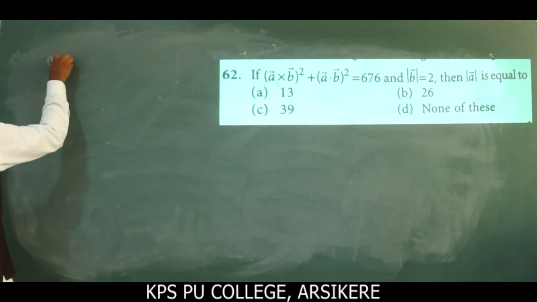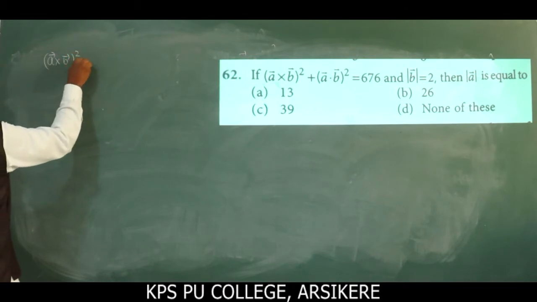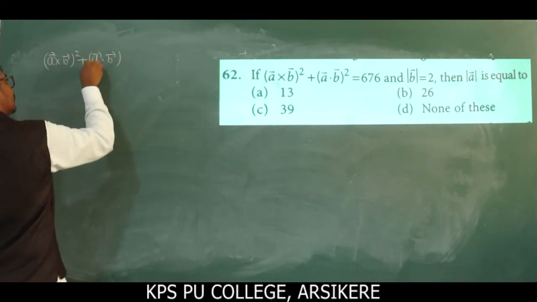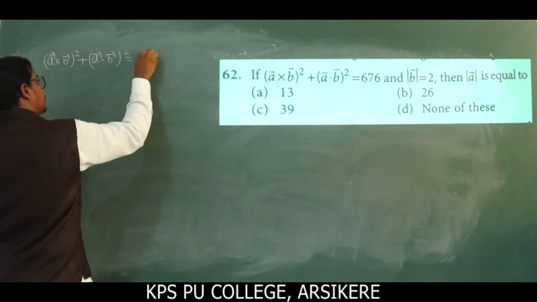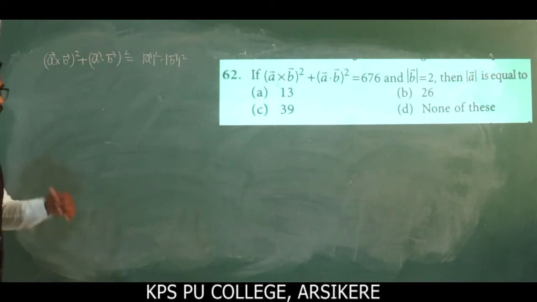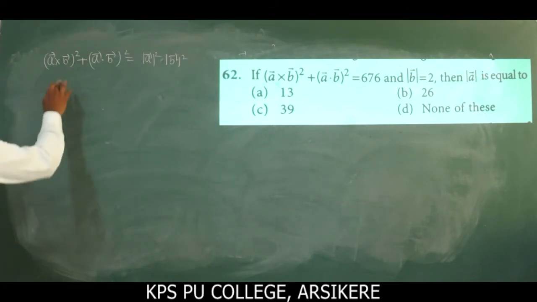Take a note: vector A cross B whole square plus A dot B whole square is equal to magnitude of vector A whole square into magnitude of vector B whole square. That's it. So what they given here?